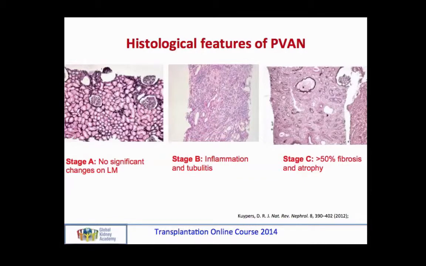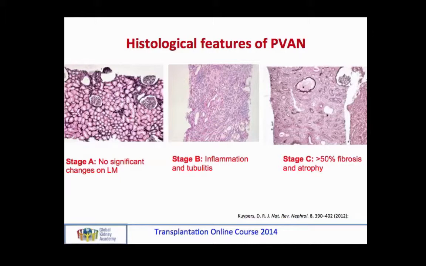So this, if you like, summarises the histological features that I described verbally a few seconds ago. Stage A, or class 1, or stage 1, you've got very minimal changes on light microscopy. Stage 2, you're going to have active inflammation and tubulitis, and stage 3, you have extensive fibrosis and atrophy. And of course, it's very difficult then to differentiate from rejection, and you may have both coexistent BK nephropathy and rejection.